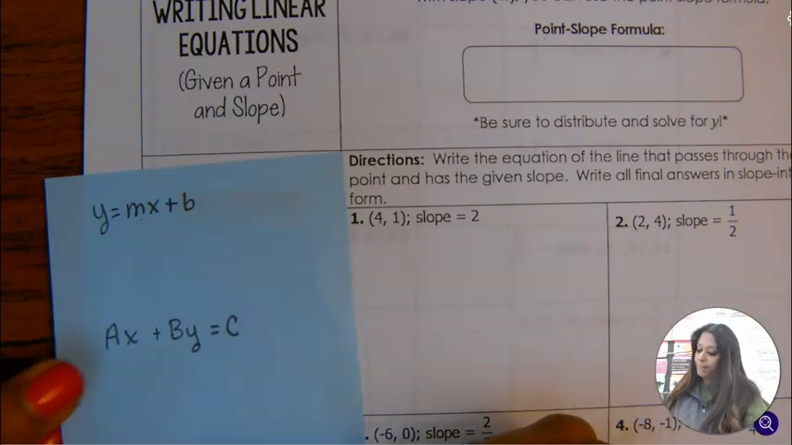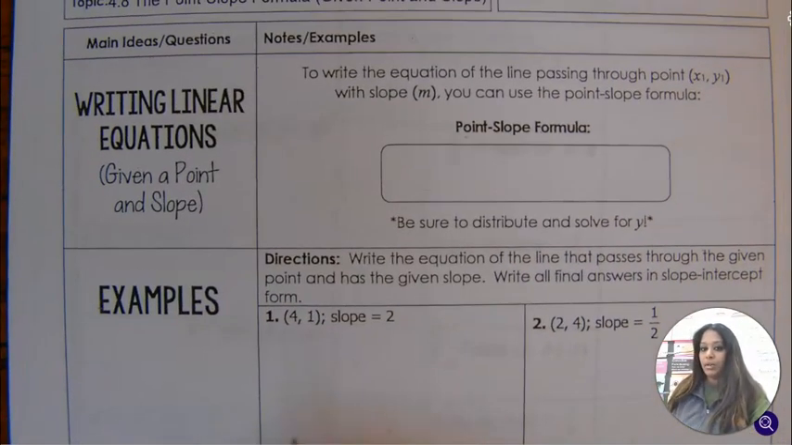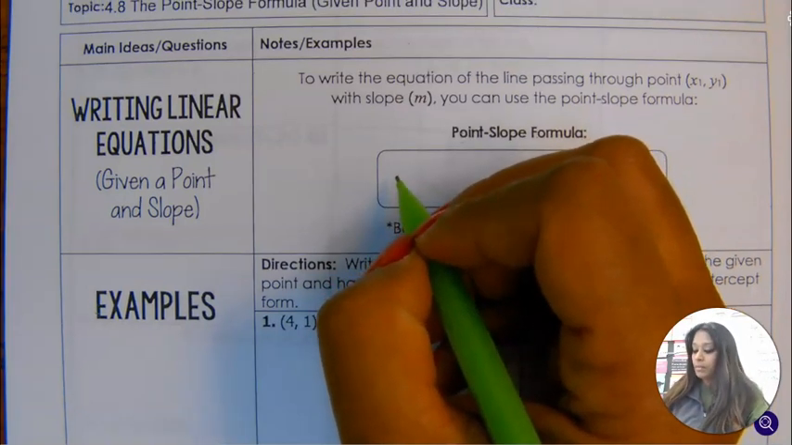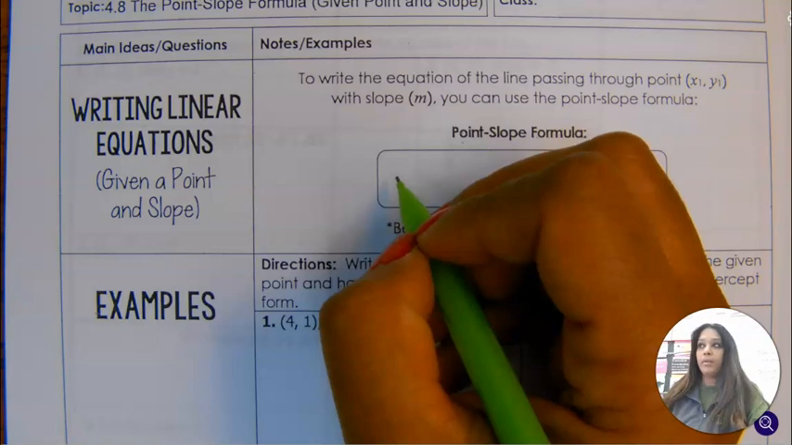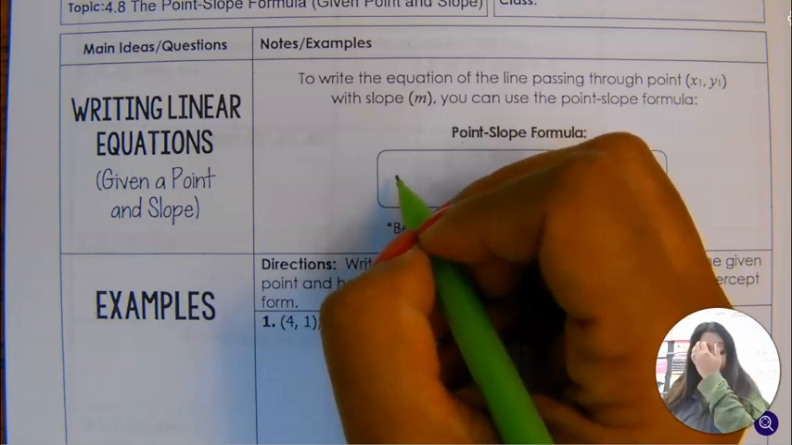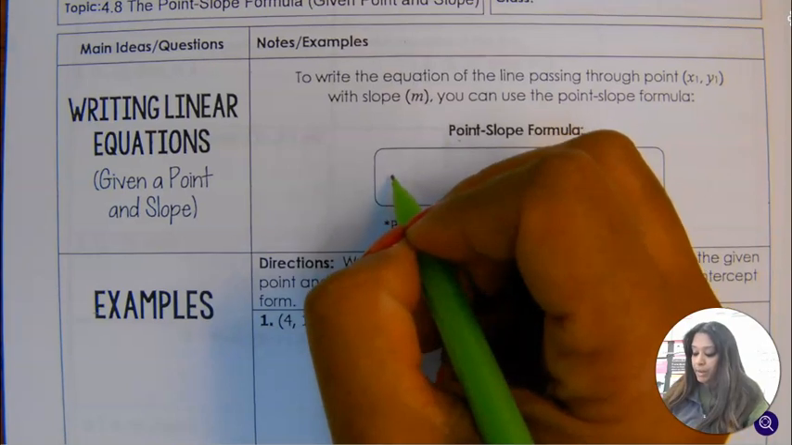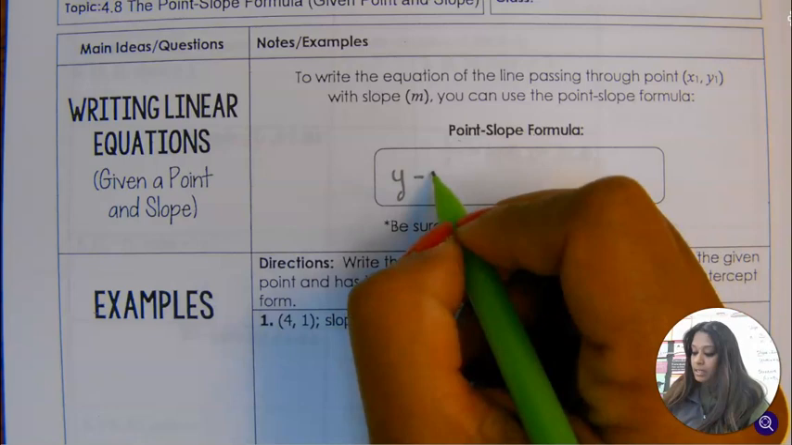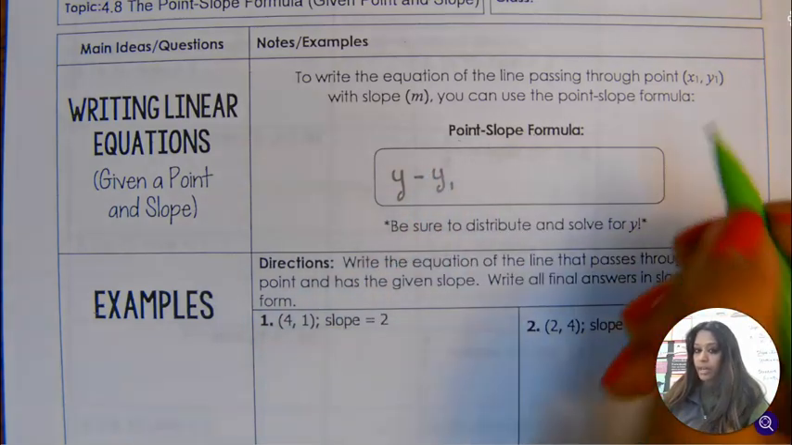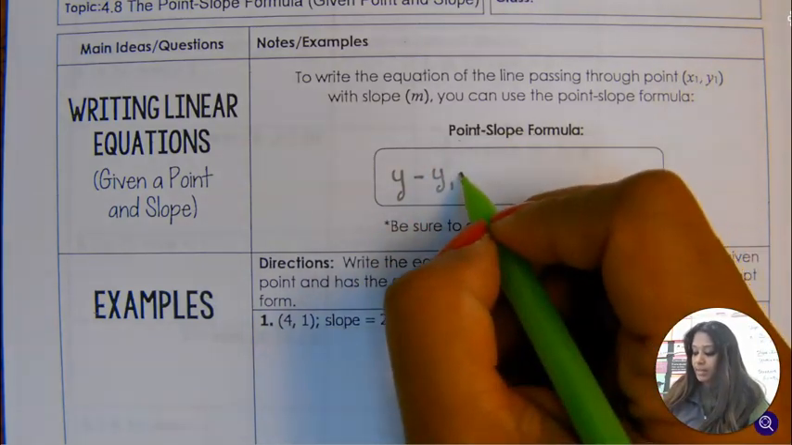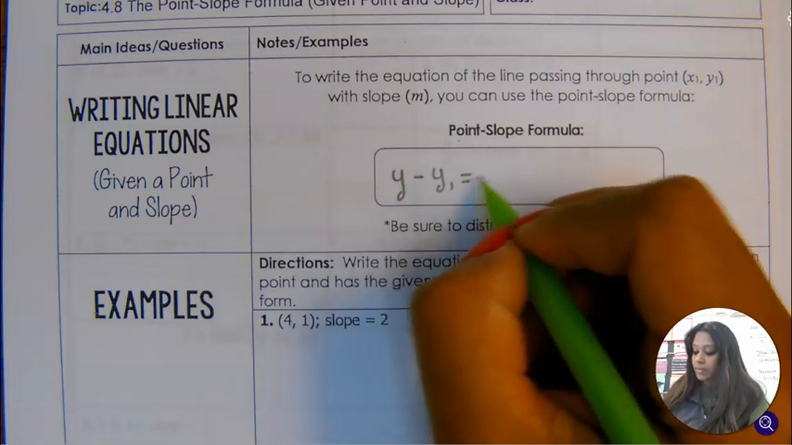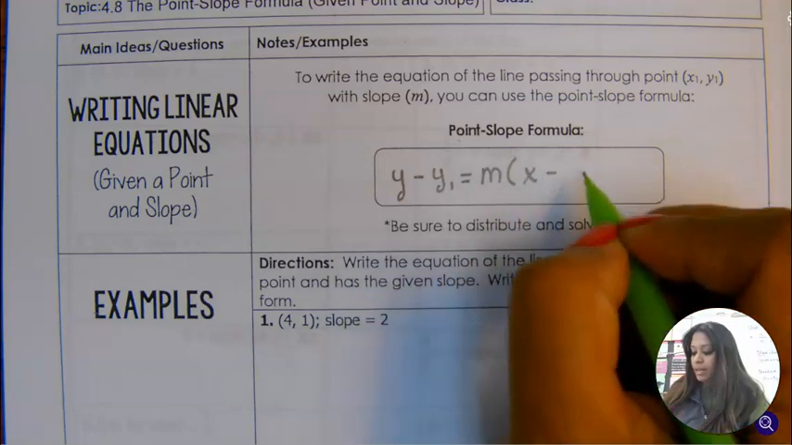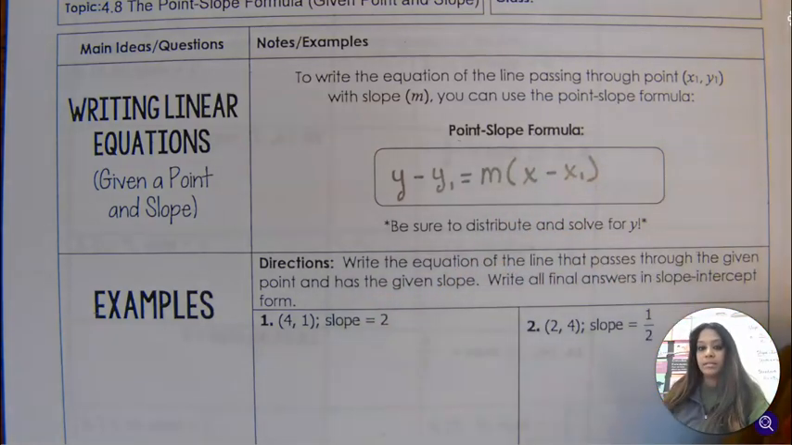And then, yeah. So here's the point slope formula. It comes from the slope formula, which is y2 minus y1 over x2 minus x1. I won't really go through that, but I'll just give you this formula first. So you're going to have y minus y1, meaning the y coordinate of your point that's given, equals m, your slope, times x minus x1, your x coordinate.